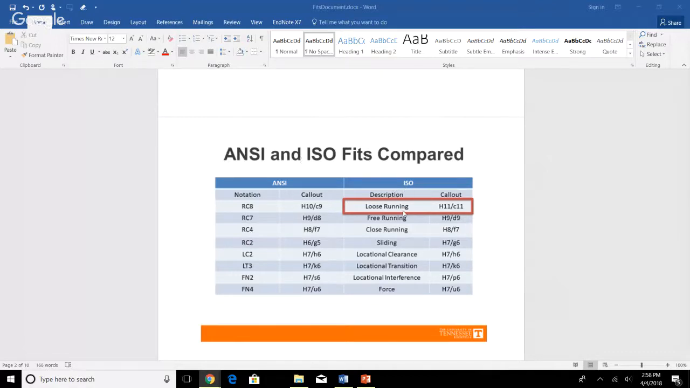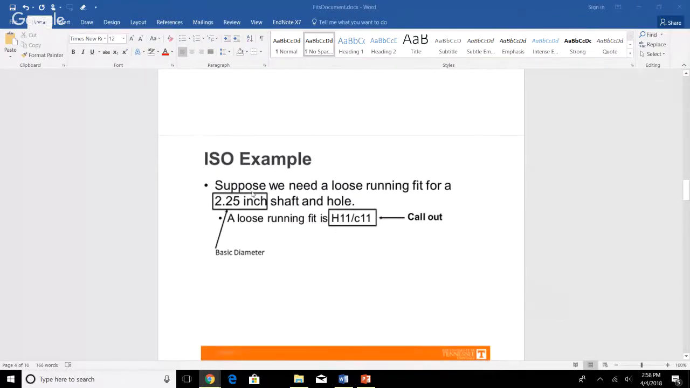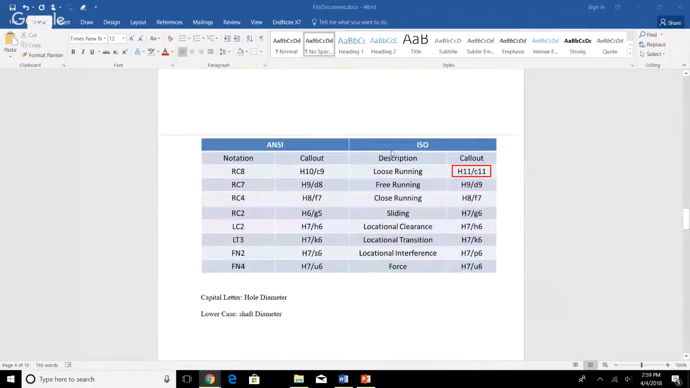So in this case, we have an ISO, and then we have a loose running, and H11C11 is our call out that is highlighted over here in red. Continuing on, here we just have our example problem once more. So we have a 2 1/4 inch shaft and hole that we need a loose running fit. So a loose running fit call out is our H11C11, and that is boxed in over here. And then we have our basic diameter specified right over here by this particular box, 2 1/4 inches. That is our basic. So just one more time, looking at that chart again, here we have our loose running and then our call out H11C11.